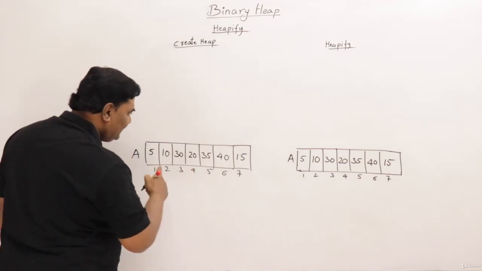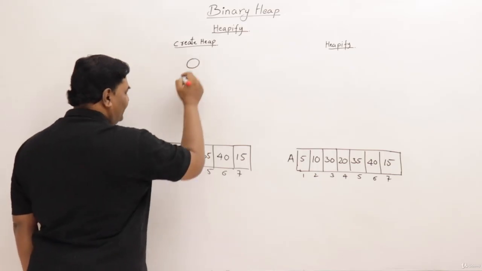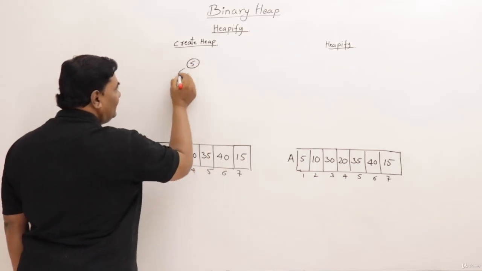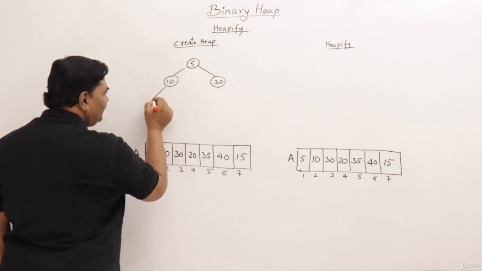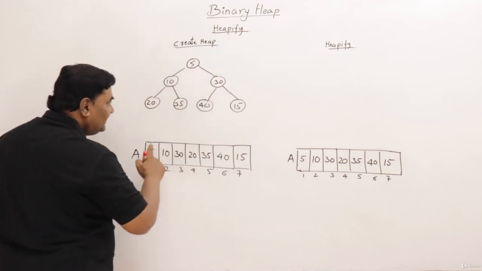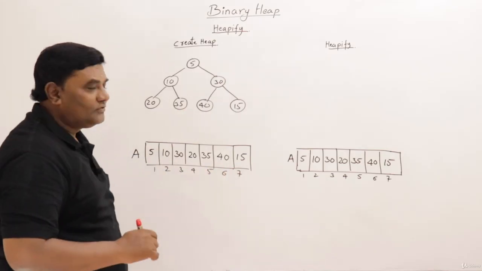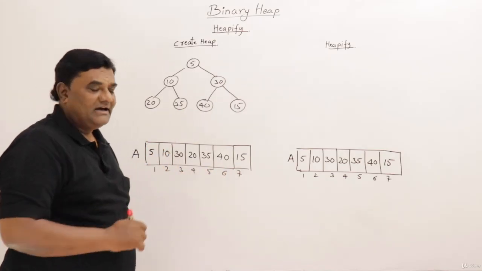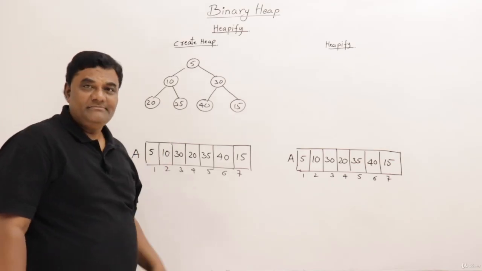See, these elements are not in a heap, but I will draw a binary tree for this one. So the first element is 5, then its left child is 10, then right child is 30 and 20 on its left. So level by level I have filled all these elements by following the formula 2i plus 1. Now I have a binary tree. This is not a max heap. I have to make it a max heap.